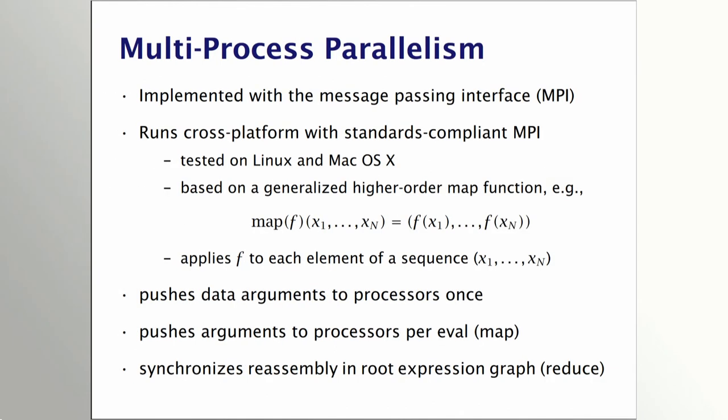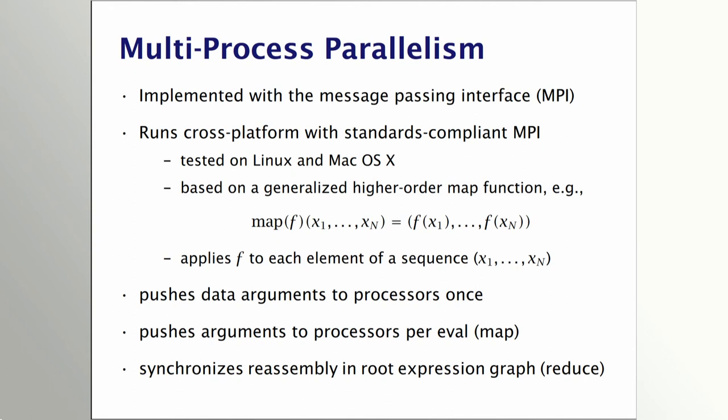And it's based on a general higher-order map function. When people talk about MapReduce, what they mean is they have some function and some bunch of data, and they divide the data up into chunks and apply that function to each chunk. So basically we have some function f, we have some list of things, and map just distributes that over the pieces.